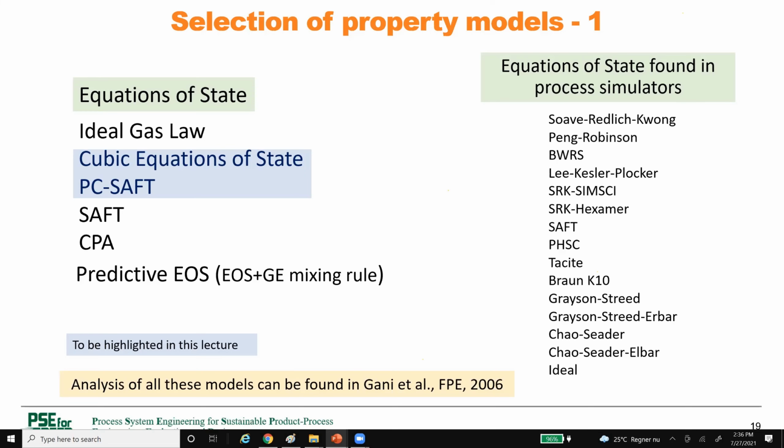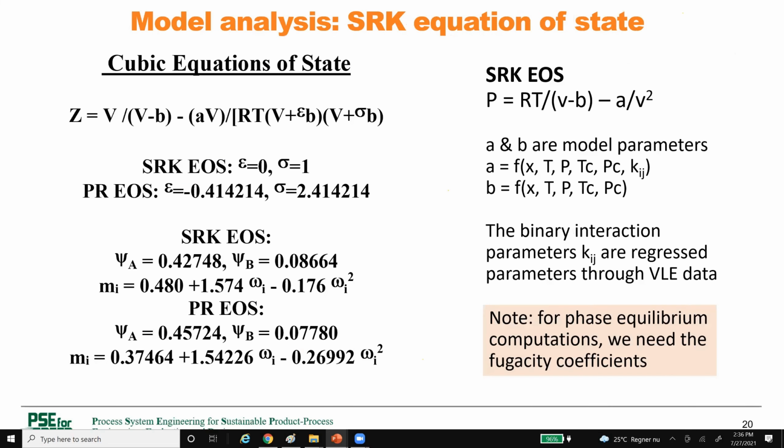So the cubic equation of state, there are many cubic equations of state. I'm showing you a general expression on the left-hand side with respect to Z, and you see the parameters that are needed to get the SRK or the Peng-Robinson. And on the right, you see the expression for the SRK equation of state with respect to pressure. If you convert this with respect to pressure or volume or compressibility factor Z, you get a cubic term, and that's why it is called a cubic equation of state.